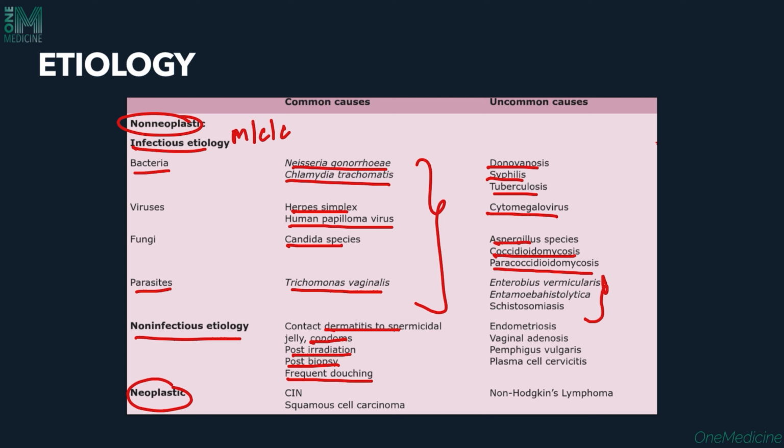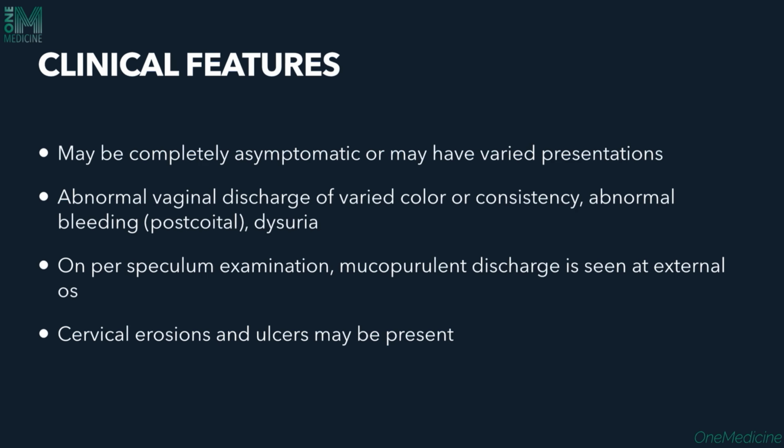Uncommon non-infectious etiology would be endometriosis, vaginal adenosis, pemphigus vulgaris, and plasma cell cervicitis. Like the plasma cell balanitis in the male counterpart, females also can have plasma cell vulvitis, and that is the female counterpart of Zoon's balanitis or plasma cell balanitis. Neoplastic etiologies are carcinoma in situ and squamous cell carcinoma, and another one is non-Hodgkin's lymphoma. These are the common etiologies for cervicitis.